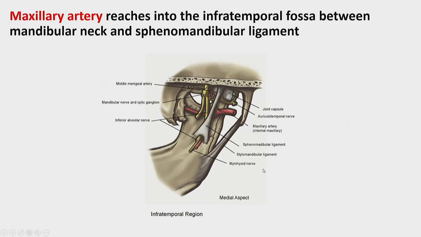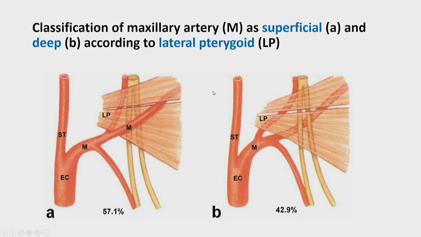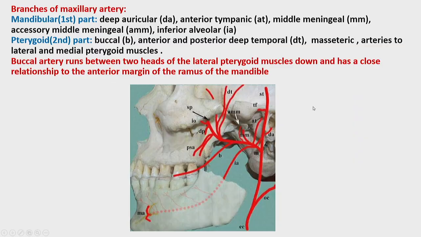The other branches, here you can see how the maxillary artery is going behind the neck of the mandible. This is the view from the internal view, and the sphenomandibular ligament. So this artery passes horizontally, and it's entering the infratemporal fossa, which is located here. There is some variation, whether this artery goes superficial to the lateral pterygoid or deep to the lateral pterygoid, which is not an important part for you.